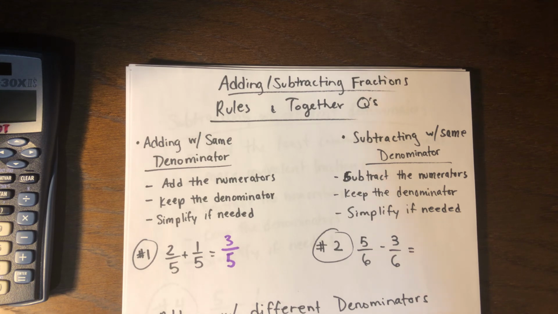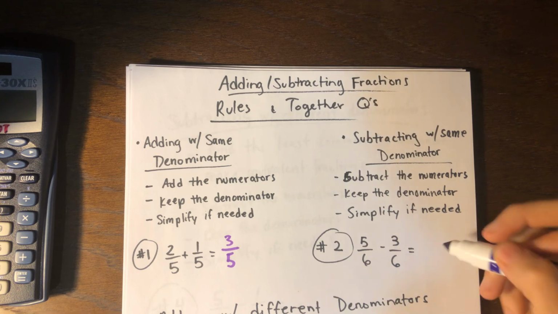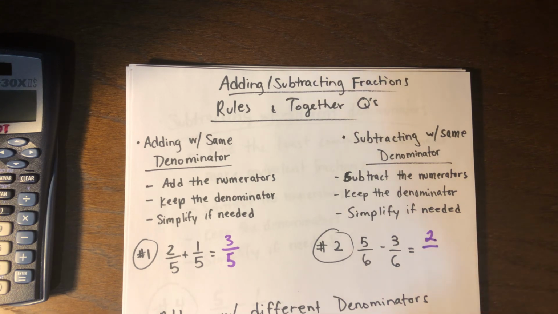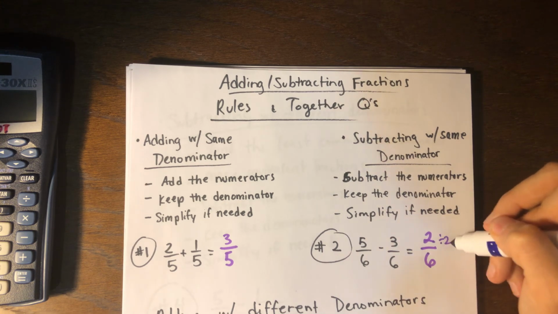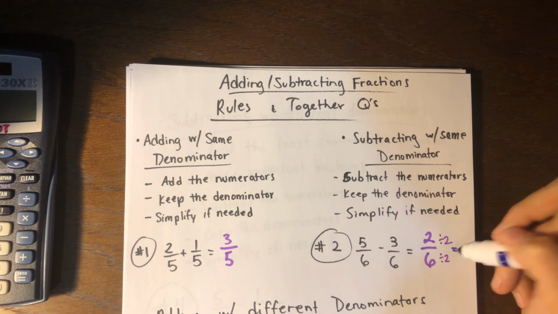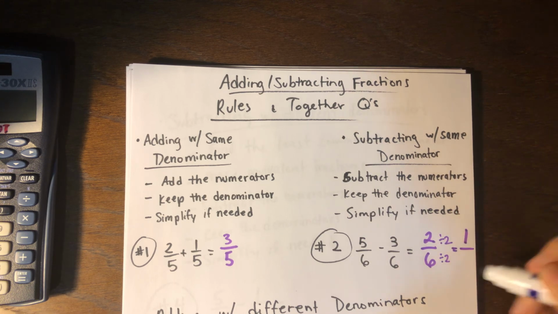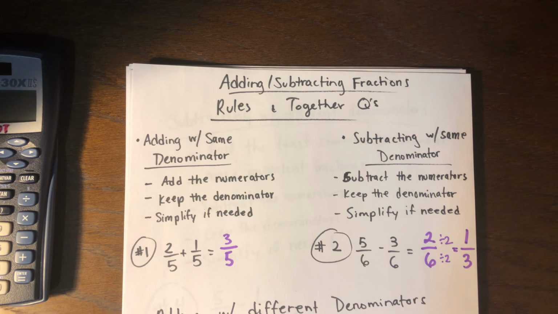Okay, subtracting with the same denominator. So it's the same rules except we're subtracting. So we have 5/6 minus 3/6. Okay, so we subtract the numerators, 5 minus 3, and we get 2. Keep the denominator, 6. Simplify if needed. Well, I look at 2/6, and I see that they both have a 2 in common, so I can divide by 2 to both sides. 2 divided by 2 is 1. 6 divided by 2 is 3. So 1/3 is actually our answer.